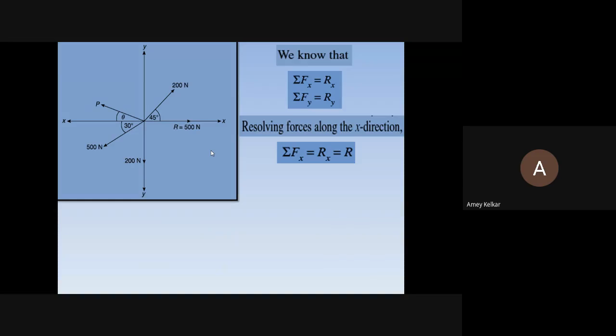When we write the equation, your brain should tell you something. If I write summation Fx equal to Rx equal to R, then in the next step, when I write summation Fy is equal to Ry, what should I write? Nothing, 0, because there is nothing acting. That nothing is very important here. Summation Fy is equal to Ry equal to 0. Why? There is nothing of the resultant along the y-axis.